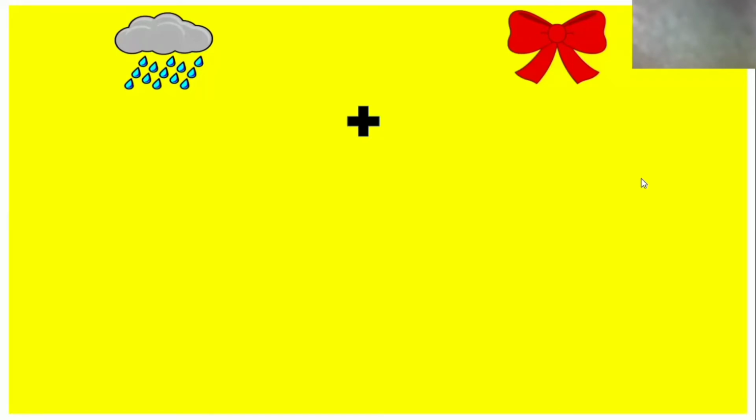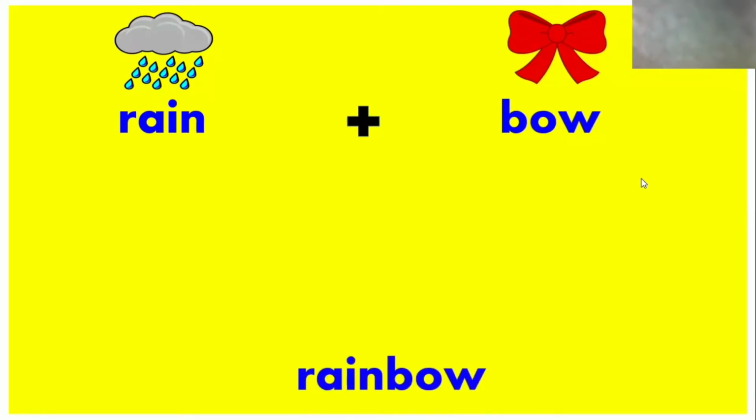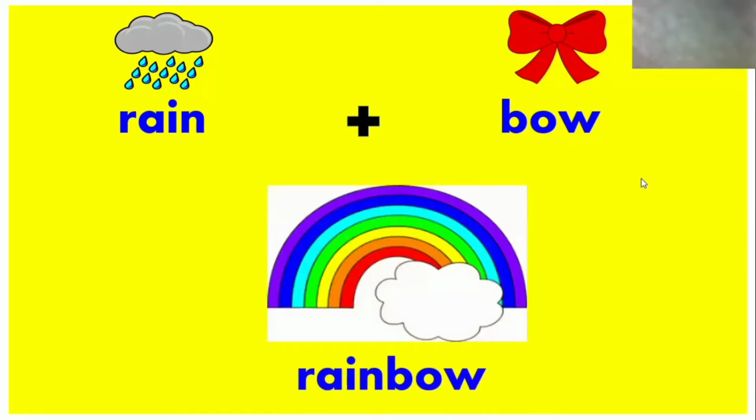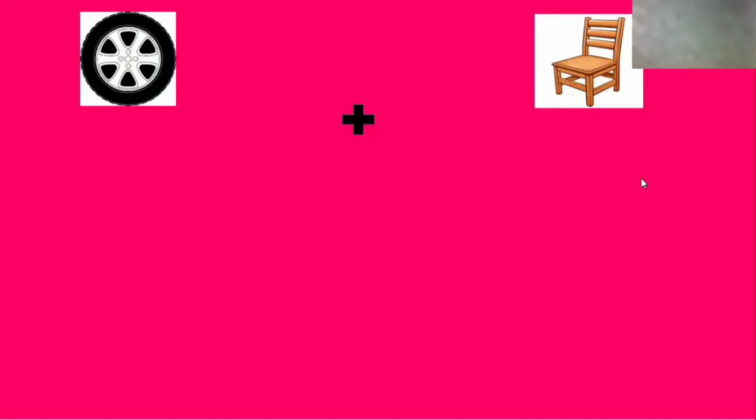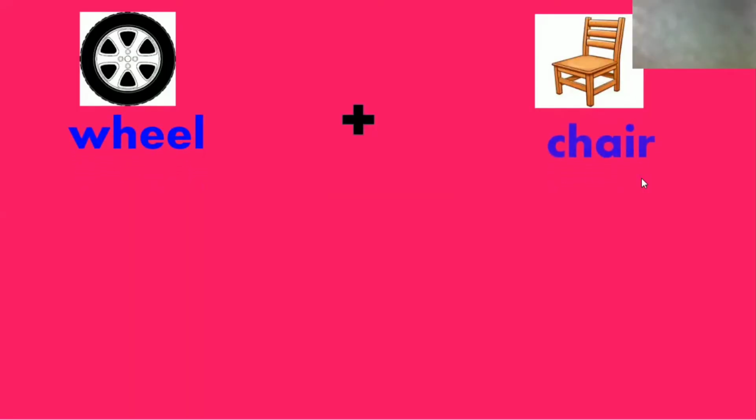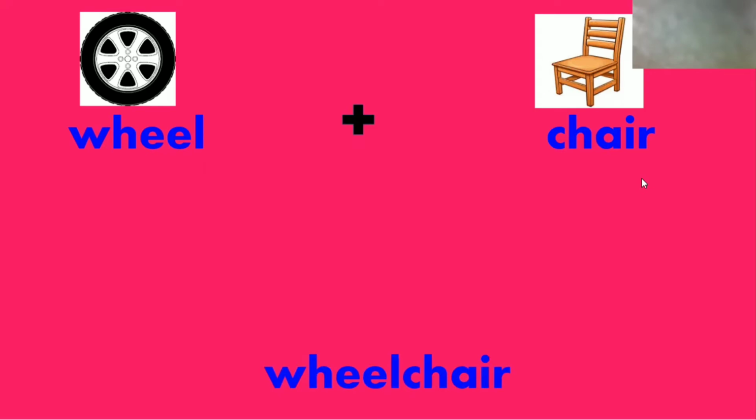The first picture is rain, plus the second picture is bow. Rain plus bow is rainbow. Next, wheel plus chair. Wheel plus chair is wheelchair.